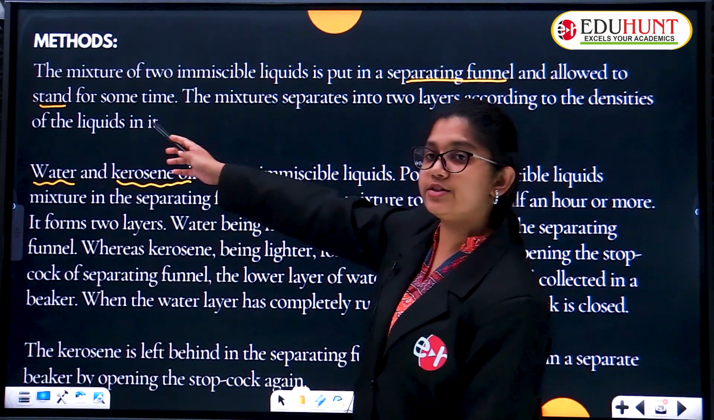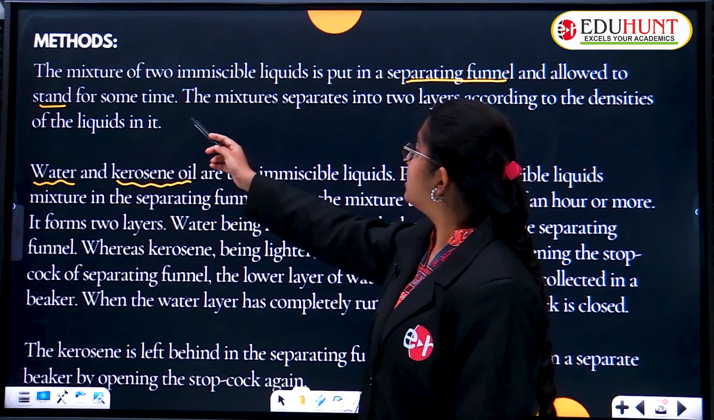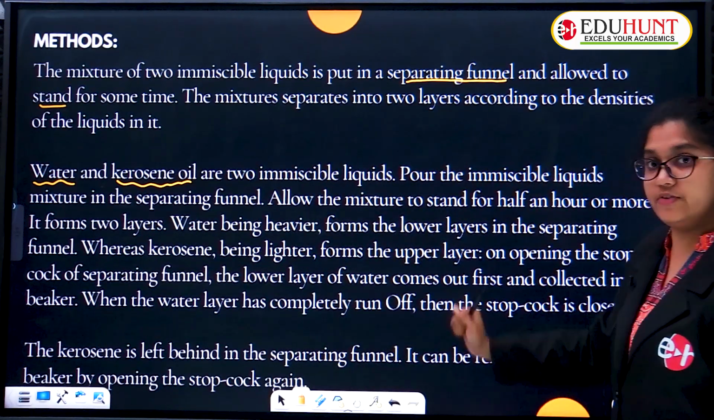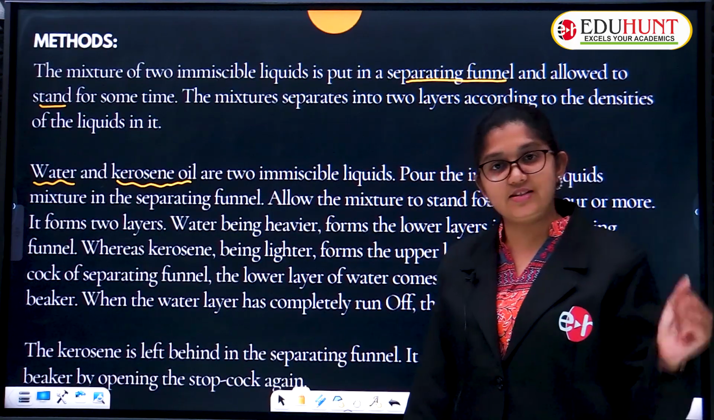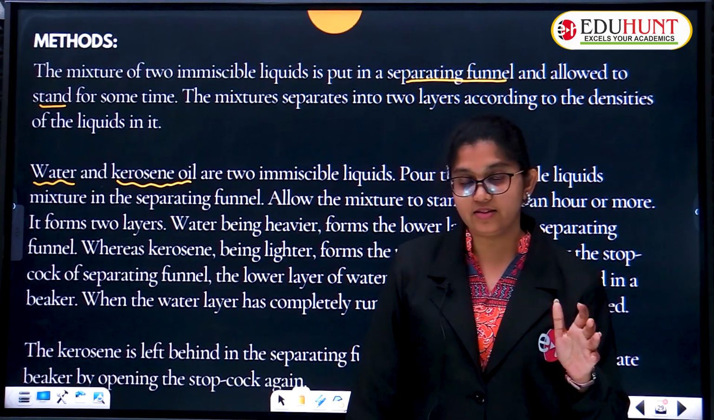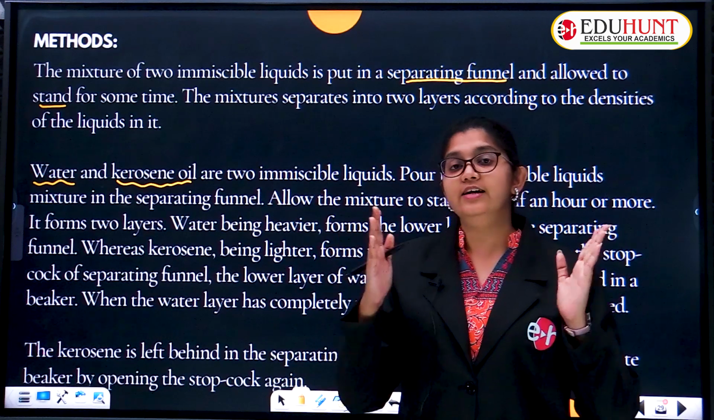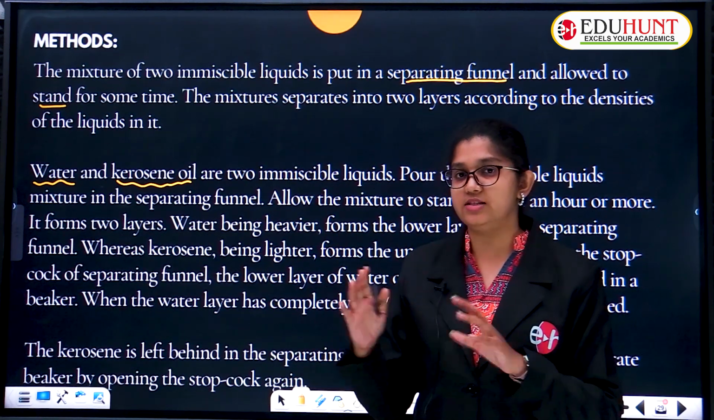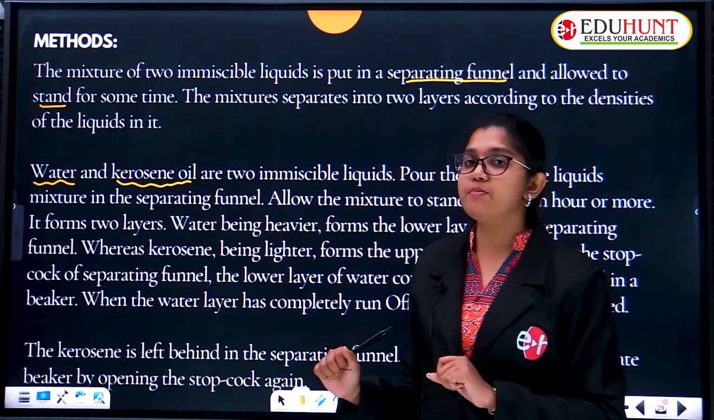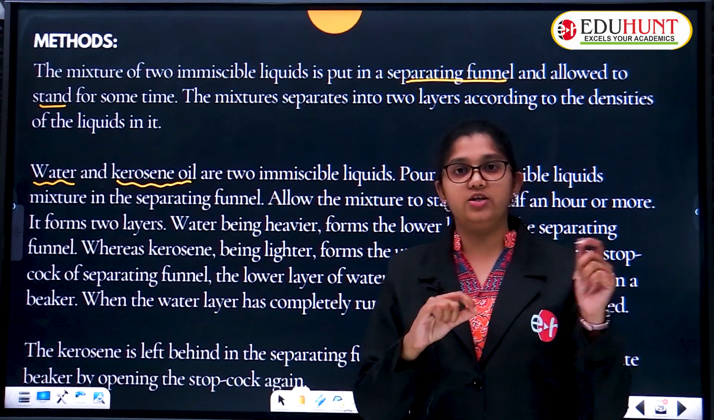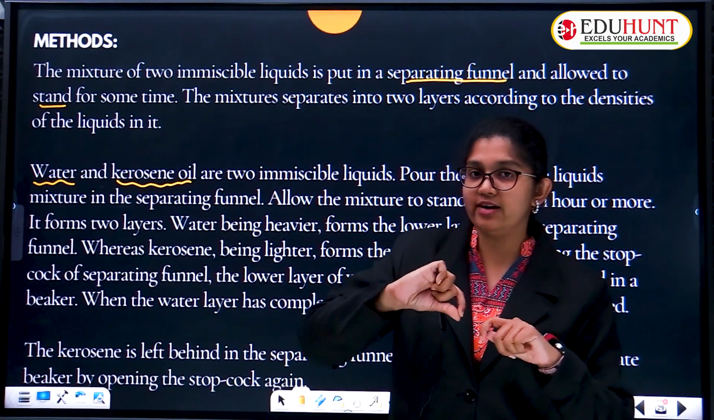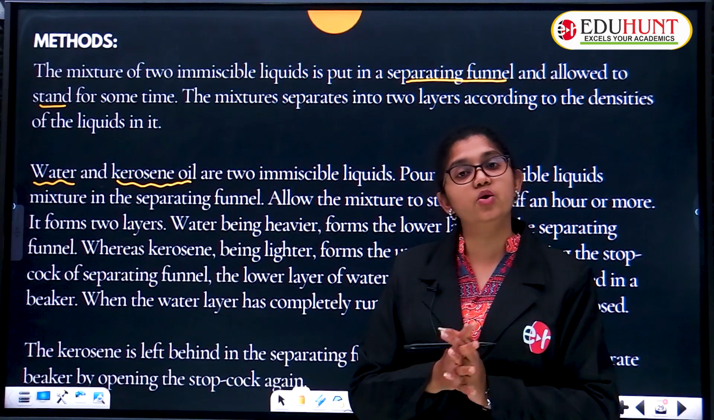Now, next one. Leave it to stand for some time. The mixture separates into two layers. Those two do not mix by any method because they have different densities, as their mass and volumes are different. So we pour both liquids, water and kerosene oil, leave it for some time, and after that, what will we observe?